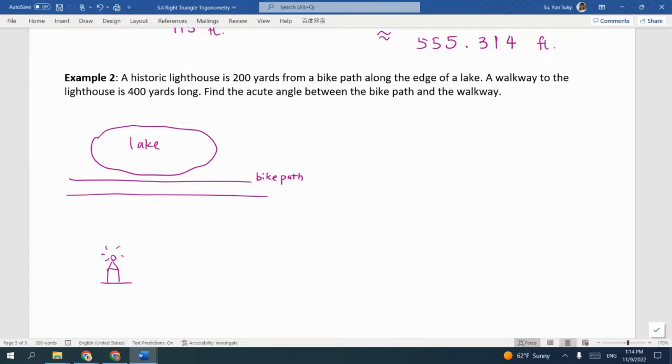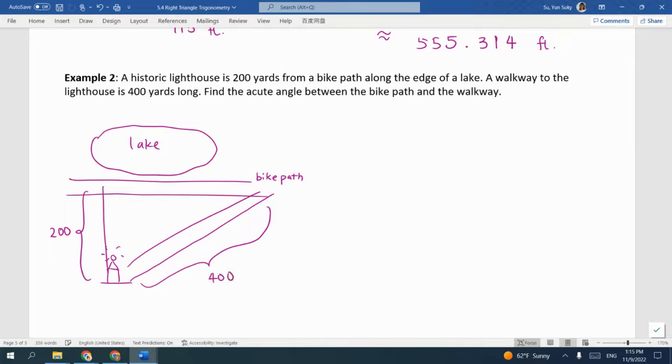The lighthouse is 200 yards from the bike path. A walkway to the lighthouse is 400 yards long. Find the acute angle between the bike path and the walkway. So this is the walkway, and we want to find the angle, theta.